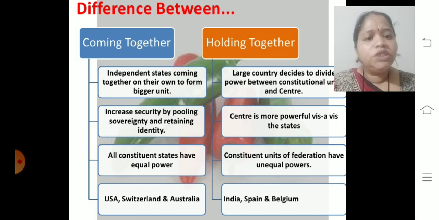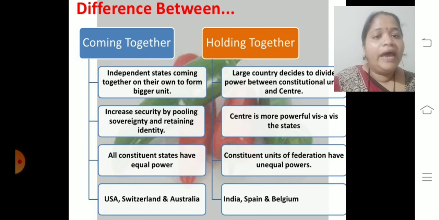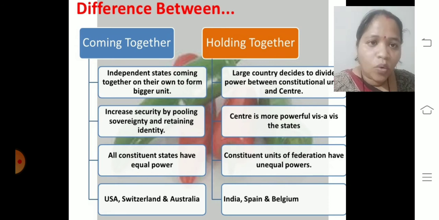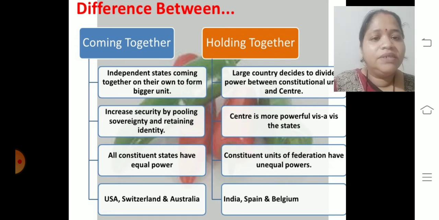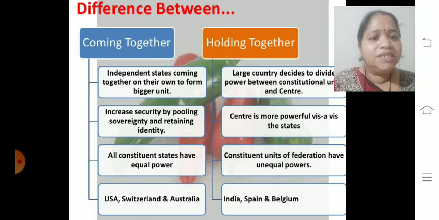These constituent states all have equal power. It is not like more or less. All independent states have their own equal power. It's not like A, B, C, D, whatever units are there, that A is superior, B has less, and C is lesser than this. It's not like this. So the constituent states under this unit all enjoy equal power.